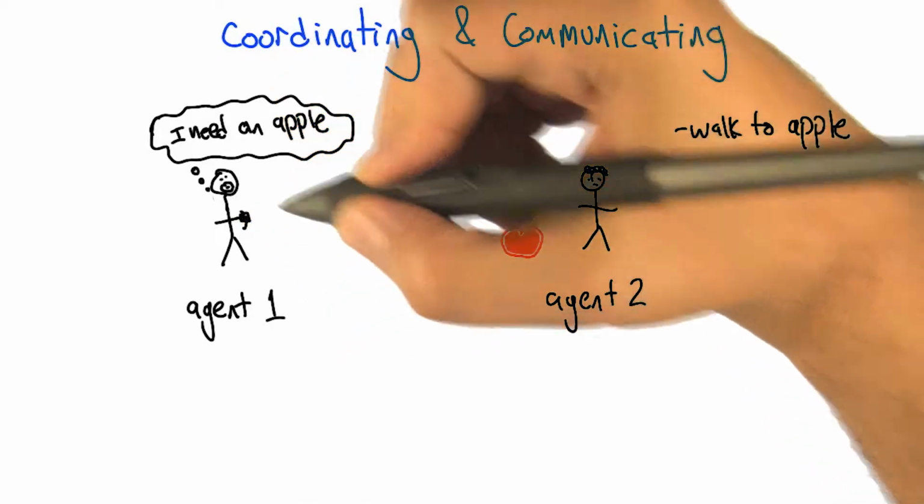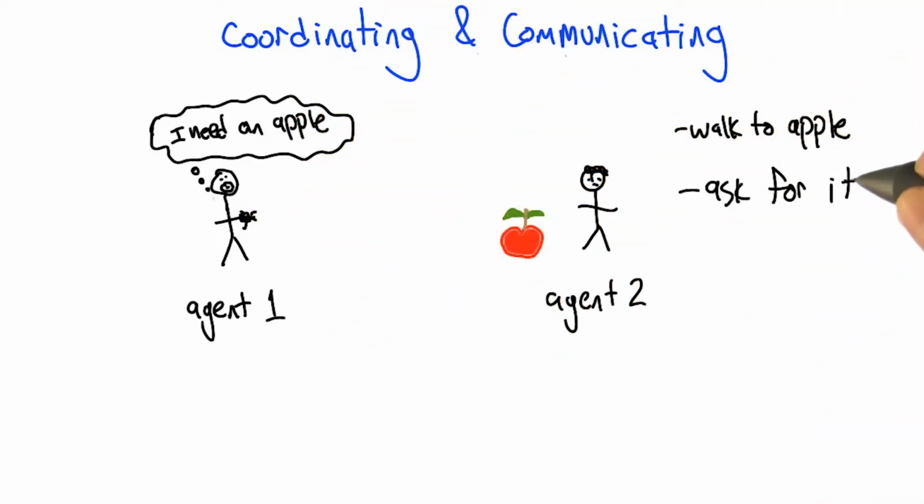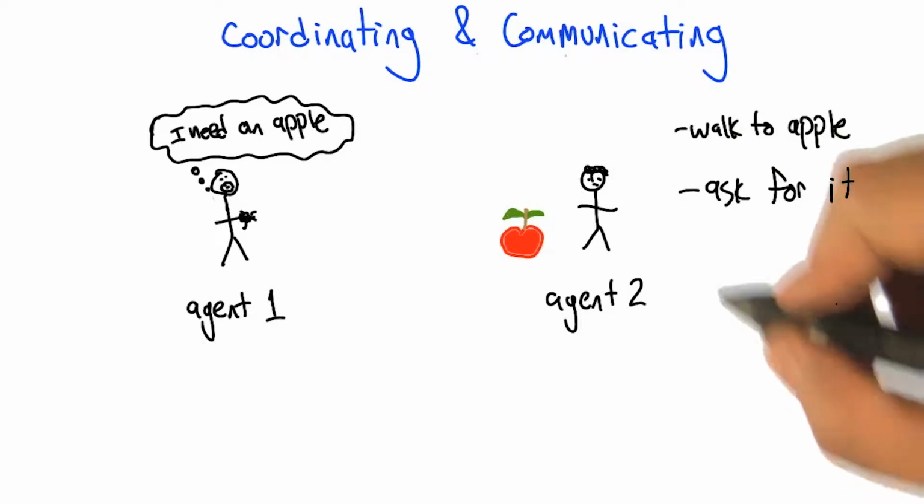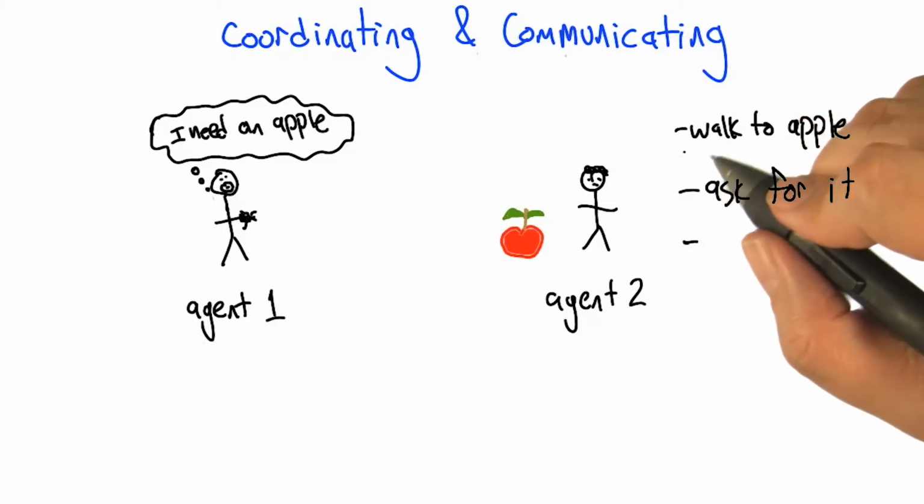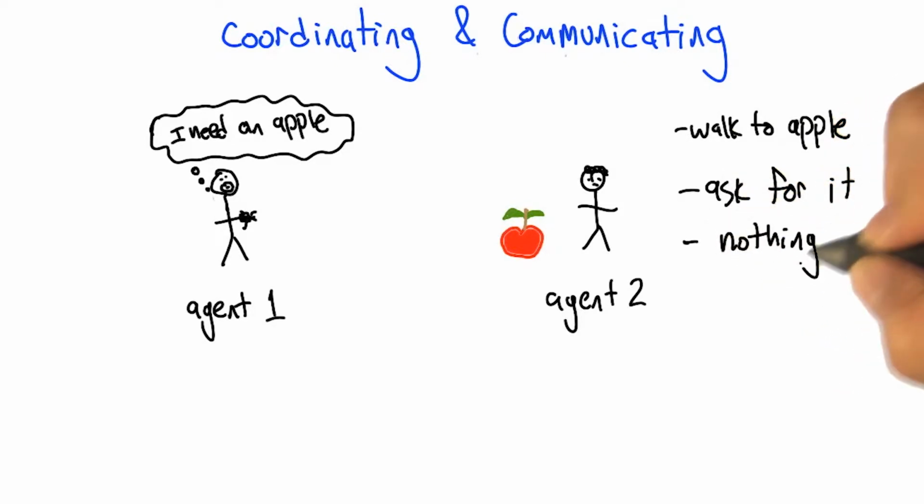Then let's see. The other thing that could happen is Agent 1 could ask Agent 2 to bring him the apple. Good. And I guess presumably Agent 1 could just do nothing and wait for the apple to just show up. That's usually how it works. Like, maybe Agent 2 would bring it by.